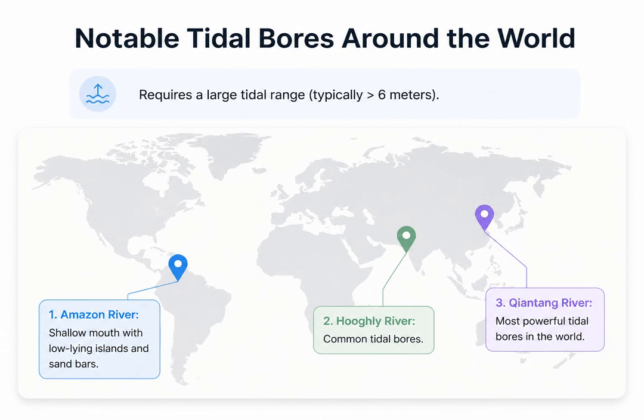Tidal bores are relatively rare because they require a very large tidal range, usually greater than 6 meters, to form. You can find them in specific locations globally. In India, they are common in the Hooghly River. The Qiantang River in China is famous for hosting the largest and most powerful tidal bores in the world. Interestingly, the Amazon River also experiences strong tidal bores. Even though the mouth of the Amazon is incredibly wide, which usually prevents bores, the river is so shallow and choked with low-lying islands and sandbars that it creates the necessary friction and funneling to generate a massive bore.